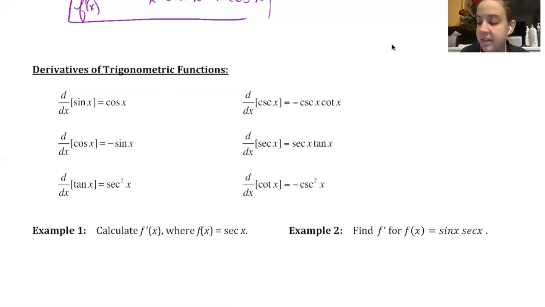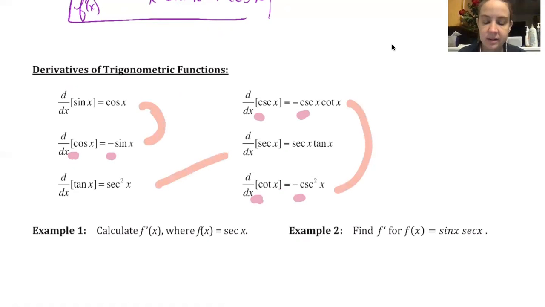There are a couple tricks to help you memorize these. If we were sitting together, I would ask you to help identify them, but we're just going to jump right in. The ones that start with C have negative derivatives. Pretty cool. Then I talk about buddies. Sine and cosine are buddies. Tangent and secant are buddies. Cosecant and cotangent are buddies. They all get paired up together.